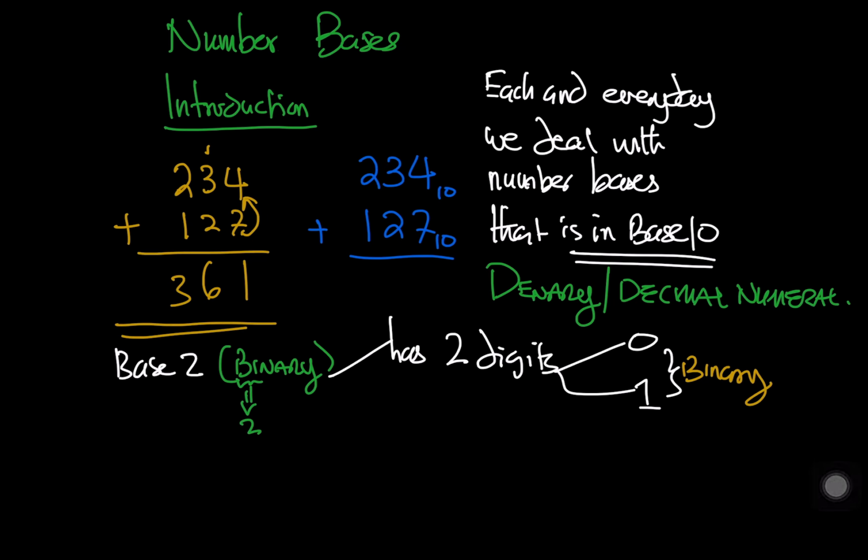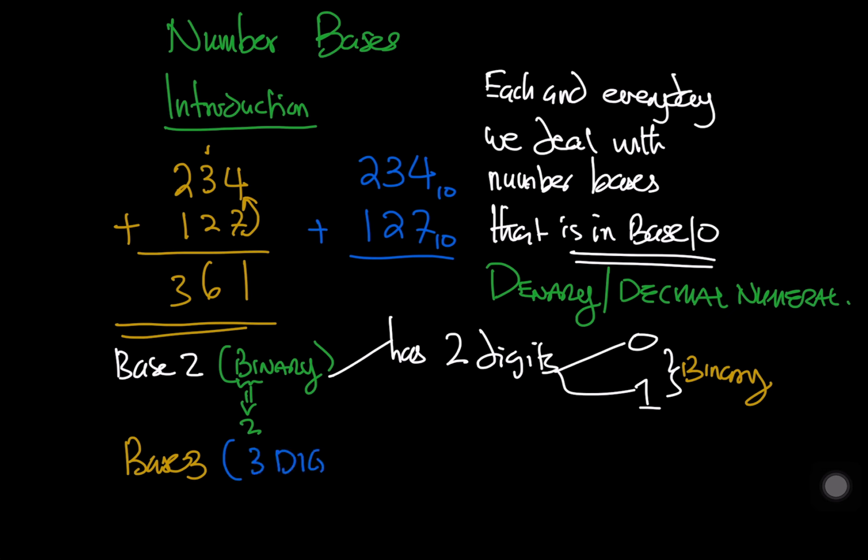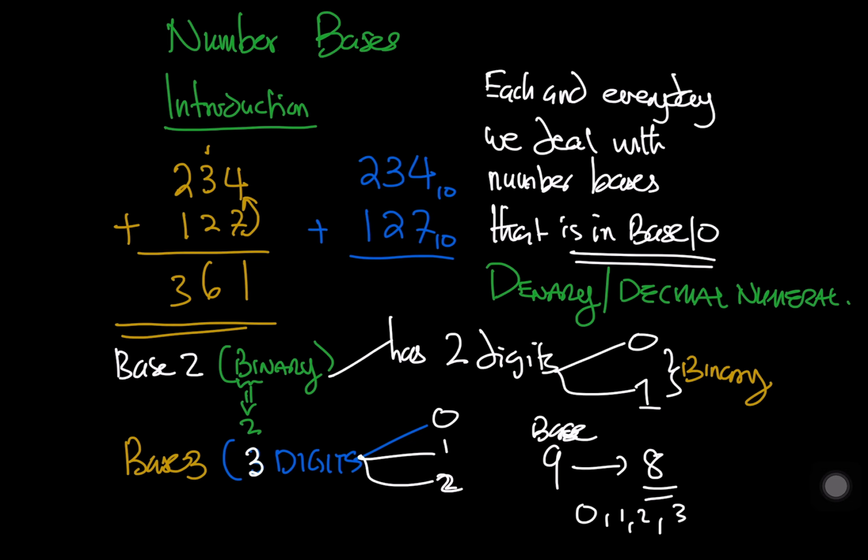Now if you look at base 3, then we are looking at 3 digits, and that is going to be what? It's going to be 0, 1, and 2. So if you look at base 3, it ends at 2. If it's base 9, then it's going to end at 8. It's going to be 0, 1, 2, 3, all the way to 8, in that order. All right. So that's something we want to keep in mind.